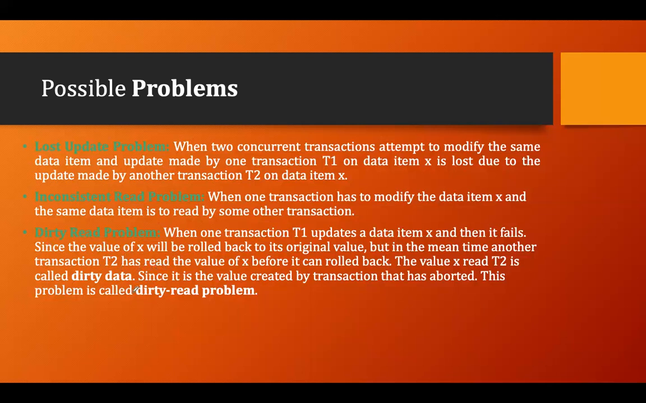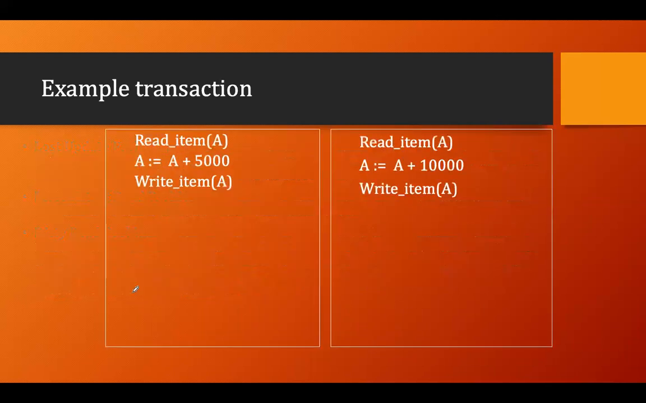Let's see all those problems one by one with the help of examples. The first is the lost update problem. Let's assume that these are the two transactions, T1 and T2. You can see both the transactions are updating the same data A.